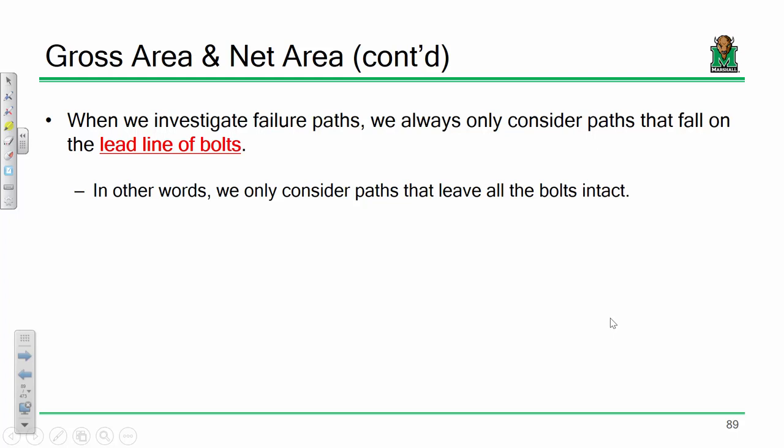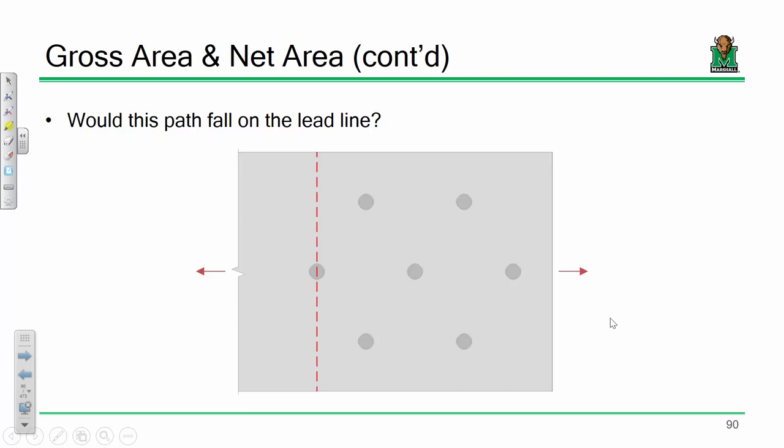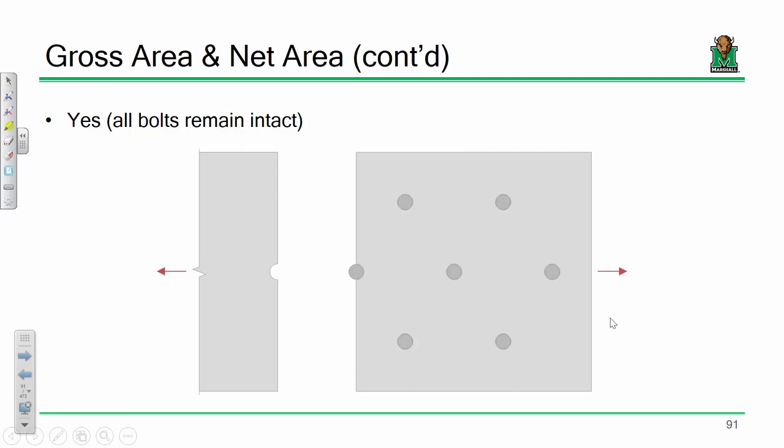Now, don't worry, we're going to explore this on Monday, but I want to show you visually what I mean by the lead line. Again, the lead line considers paths that leave the bolts intact. So watch this. Is this path on the lead line? I say yes, because if it fractures, the bolts remain intact. Now I'm going to ask you, is that on the lead line? If the plate cuts in half, the bolts remain intact. Is that on the lead line? Bolts remain intact.